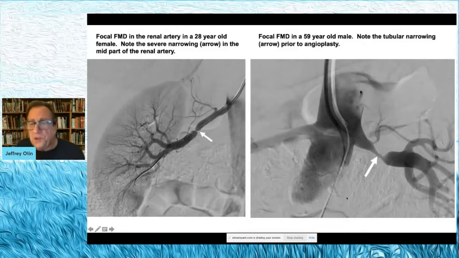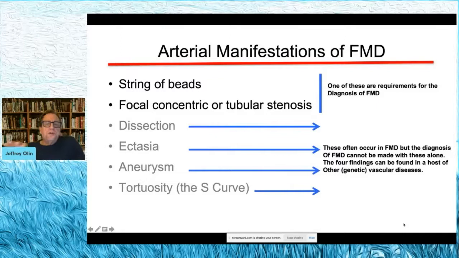So the arterial manifestations of fibromuscular dysplasia are demonstrated here. The string of beads and the focal or concentric stenosis, you require one of those to make the diagnosis of FMD. All these other things that you see, dissection, that's a tear in the artery, ectasia, that's an enlargement of the artery, aneurysm, that's an even larger enlargement of the artery, and tortuosity, or curviness of the artery, these all occur in FMD, but they occur in other conditions as well, and they're not specific for FMD.